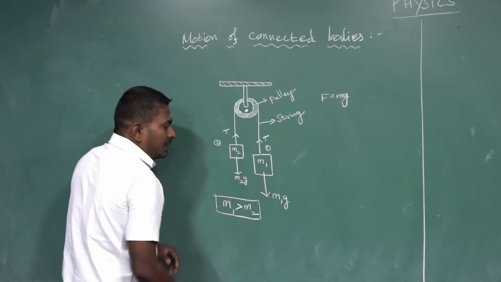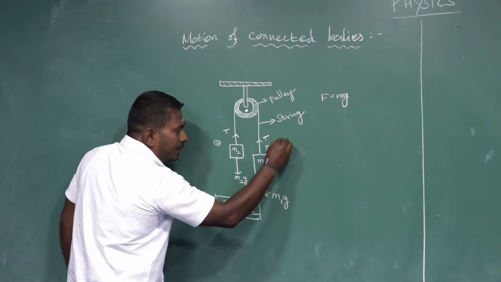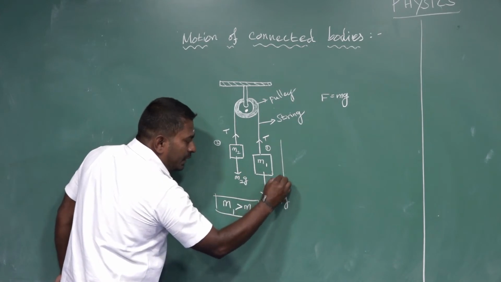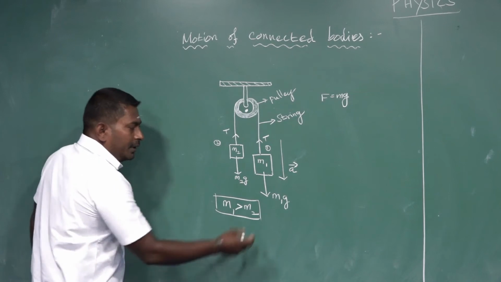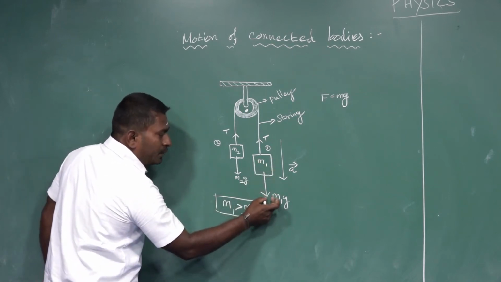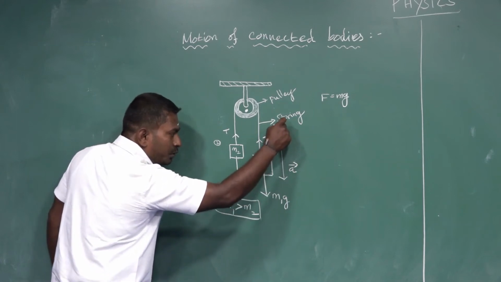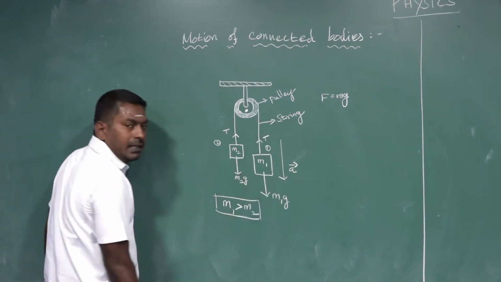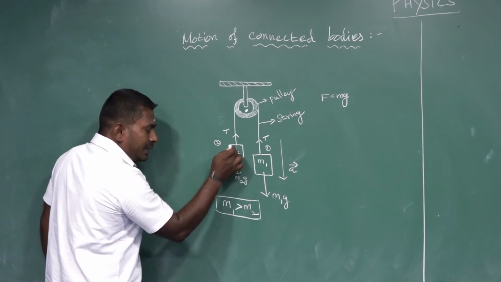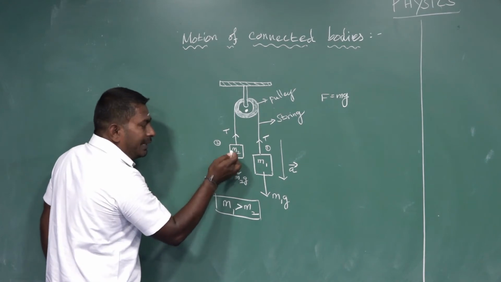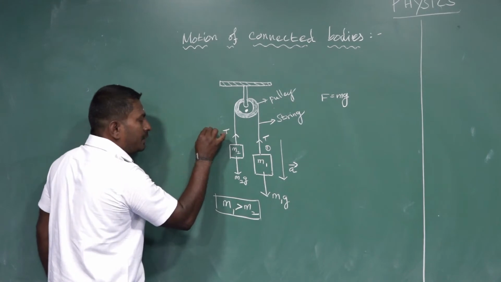Then the M1 block experiences acceleration in the vertically downward direction. Due to the greater gravitational force, the M1 block moves vertically downward with an acceleration A. Then the second block, of mass M2, experiences the same acceleration but in the vertically upward direction.